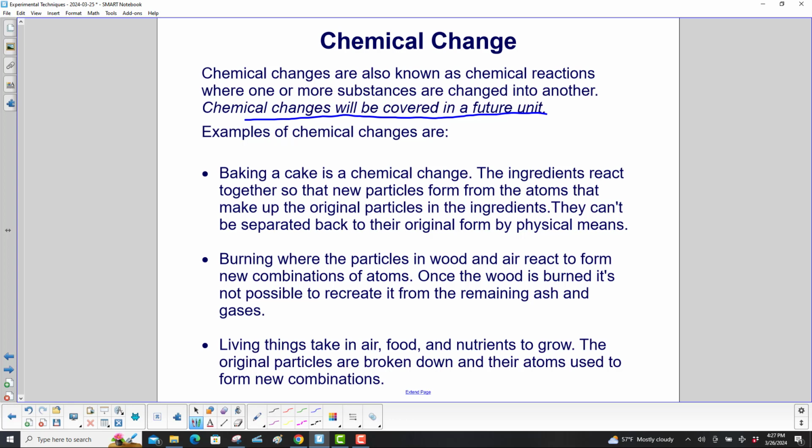Burning, where the particles in wood and air react to form new combinations of atoms. Once the wood is burned, it's not possible to recreate it from the remaining ash and gases. Living things take in air, food, and nutrients to grow. The original particles are broken down and their atoms used to form new combinations.